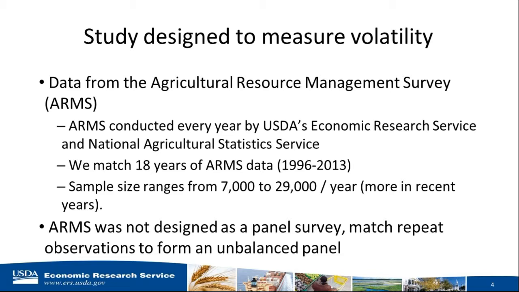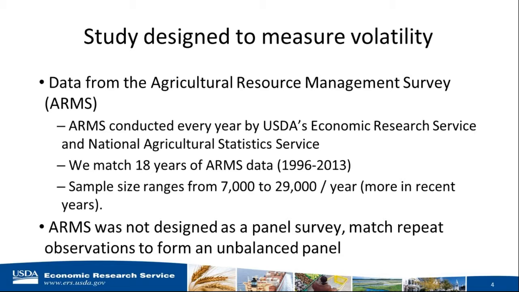So now let me describe a little bit about the study. Some of you may be familiar with the Agricultural Resource Management Survey, or ARMS. It's an annual survey undertaken by two agencies within USDA, the Economic Research Service and NASS, the National Agricultural Statistical Service. And it's a survey that we operate every year. The sample size in recent years has been around 20,000, but it varies.